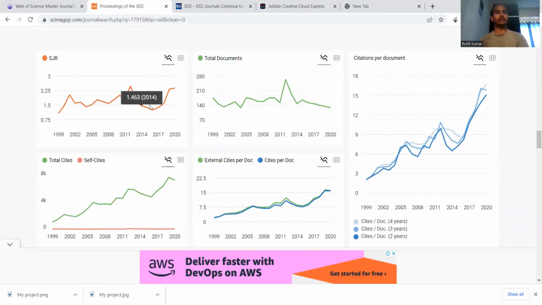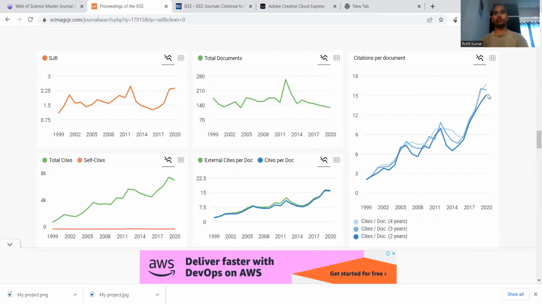Then it is the SJR ranking, and you can see that it's better, almost at the top of all the times. It's a very good indication. Then the total number of documents are on decline. It might be because when the journal is very reputed, the acceptance rate is very low. Okay, it is not that people are not publishing. It might also be that people are not getting accepted. So you can see in 2020 only 128 papers were accepted. Okay, total number of documents.